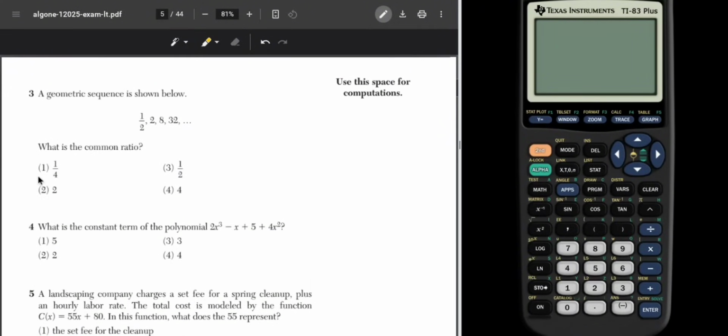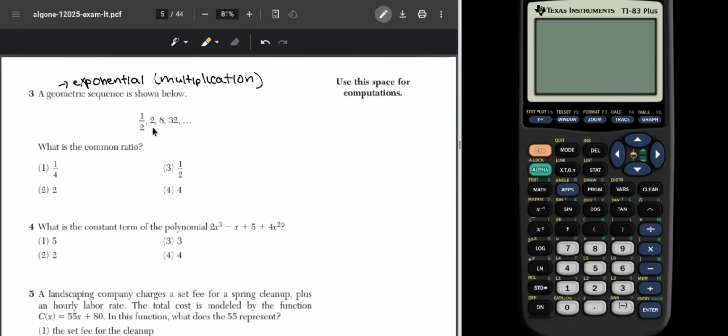Question number 3 says, a geometric sequence is shown below. What is the common ratio? So geometric sequences are synonymous or similar to exponential functions. And with these sequences, they're done through multiplication. So they have a common ratio that is a number that you multiply in order to get the next number in that sequence. So here I have 1/2, and then I go to 2, from 2 I go to 8, and from 8 I go to 32. I need to find that number that I'm multiplying by in order to produce these answers.